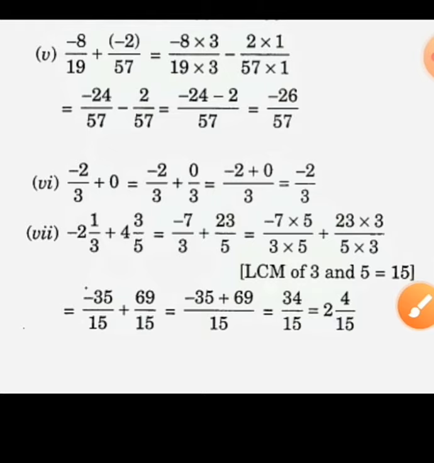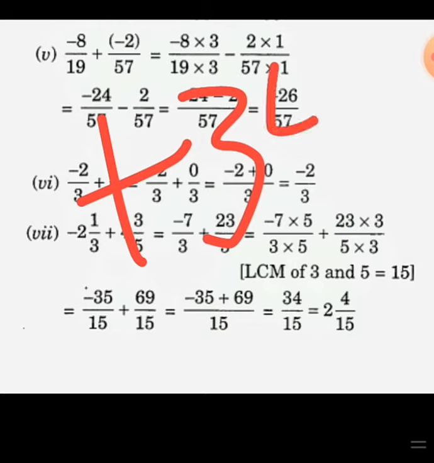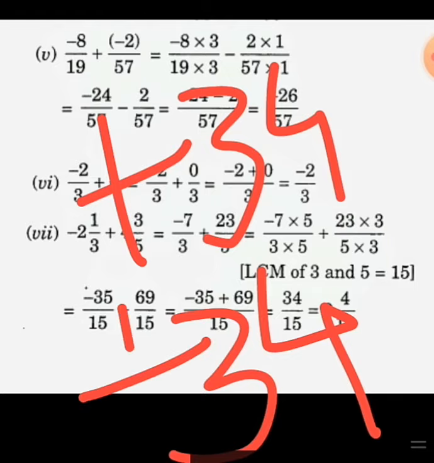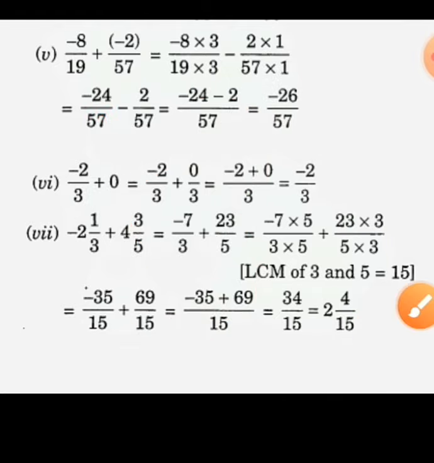Now the answer we got. Now we have to decide the sign. So the greater number is 69 and 69 is positive. That means the plus sign will come. So it is plus 34. You can write plus 34 or you can write only 34. Both are the same. Okay, no sign is given, that means it is positive, it is plus. So our final answer is 34 upon 15.